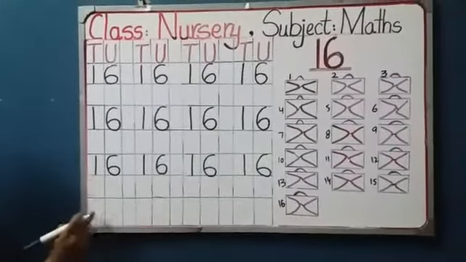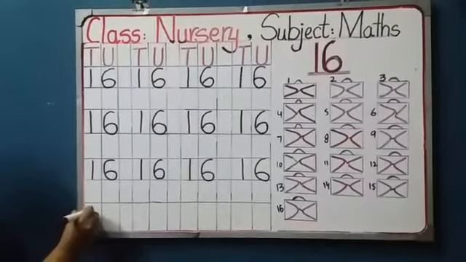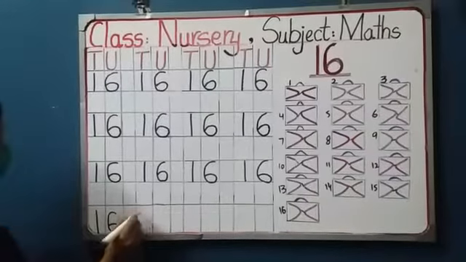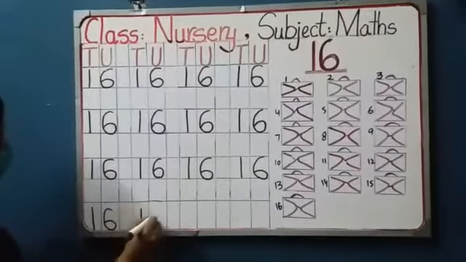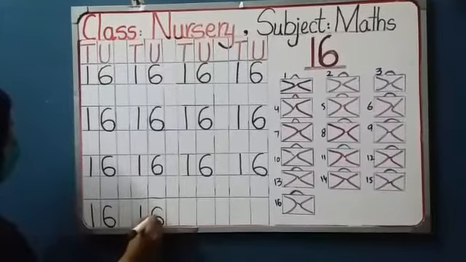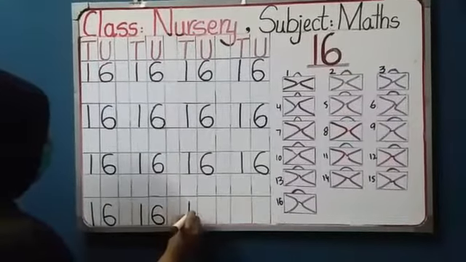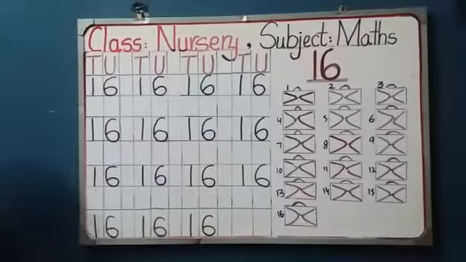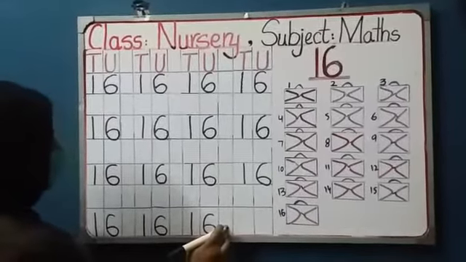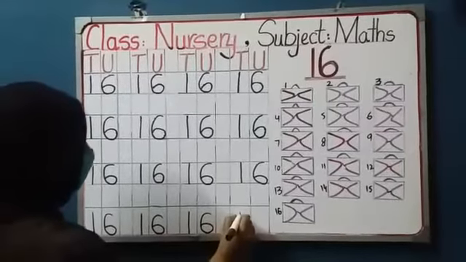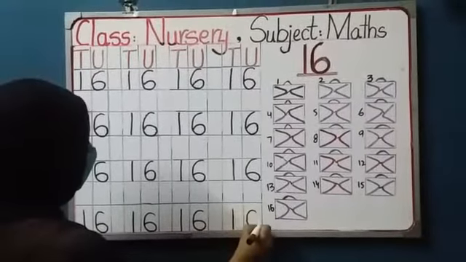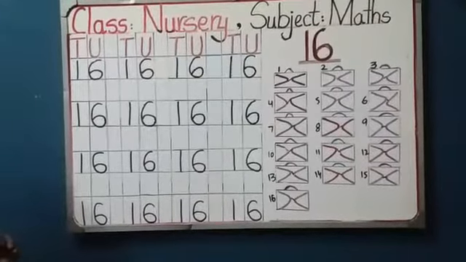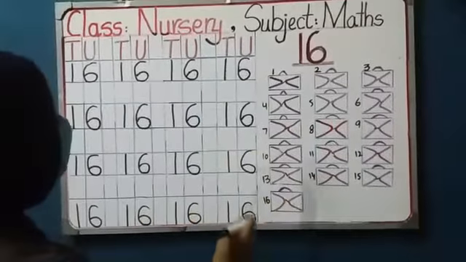Leave this line and come on this block. Write 1 and 6, 16. Now leave this block and write 1, 6, 16. Leave this block and write 1, 6, 16. Now leave this block and write 1, 6, 16.